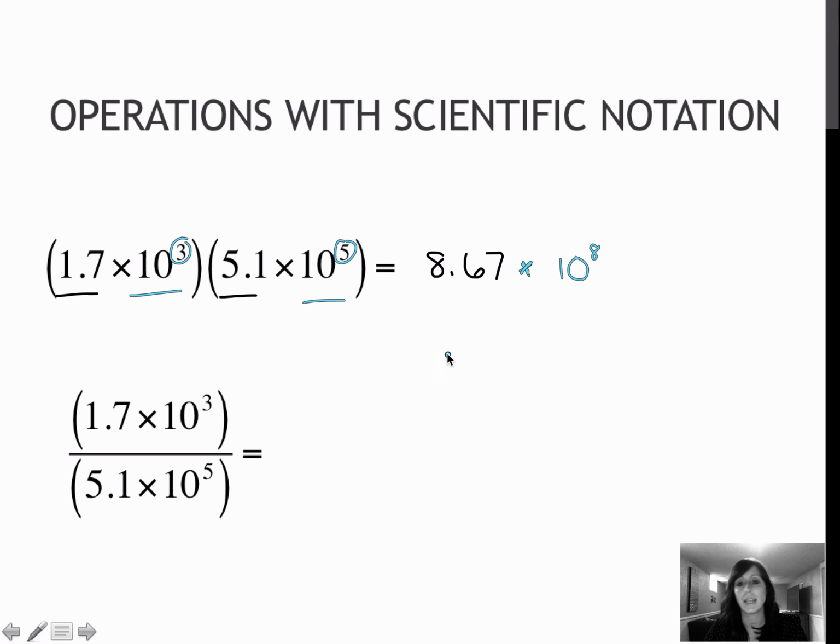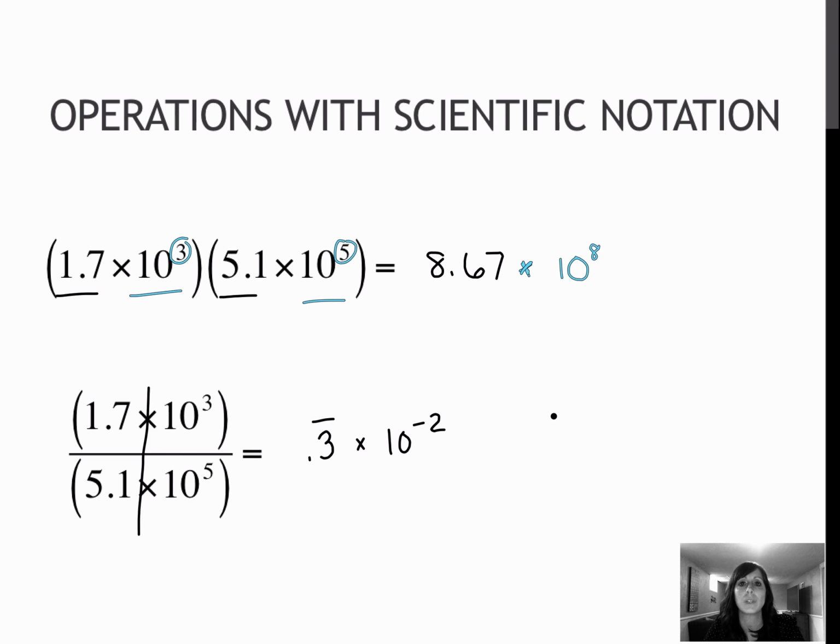For my second example, I'm going to look at it the same way. I'm going to divide 1.7 divided by 5.1, and I get 0.3 repeating. And then I'm going to subtract 3 minus 5, which gives me 10 to the negative 2. And I can't be okay with that answer for two reasons.